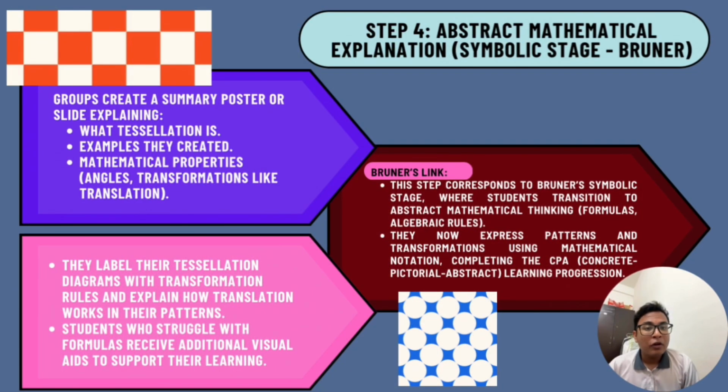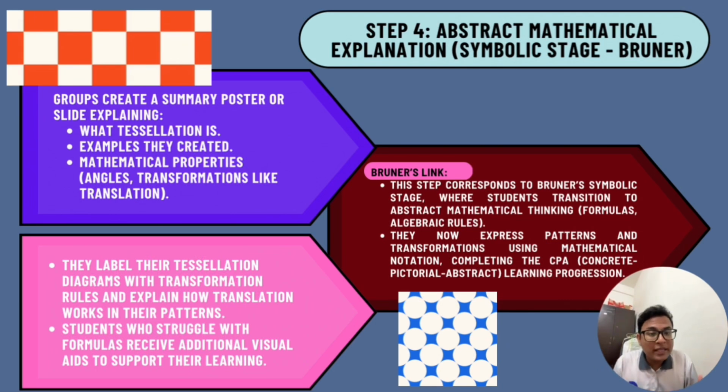Alright, for step 4, abstract mathematical explanation, which is the symbolic stage, the last stage of the CPA approach in Bruner's learning theories. So groups create a summary poster or slide explaining what the tessellation is, the example they create, and the mathematical properties. They label their tessellation diagram with the transformation rules and explain how the translation works in their patterns. Also, students who struggle with the formula receive additional visual aids to support their learning. So it helps students to understand the tessellation more.